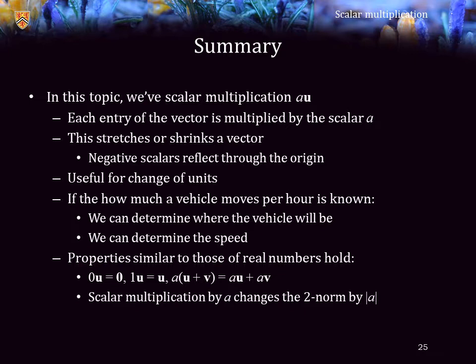We've also noticed that some of the properties of scalar multiplication are very similar to those of properties you already know about real numbers. So 0 times any vector gives us the 0 vector. 1 times a vector doesn't change that vector, and scalar multiplication distributes over vector addition. Also, we saw that scalar multiplication by a value a changes the 2 norm of that vector by the absolute value of a.